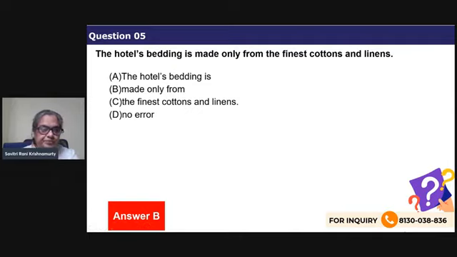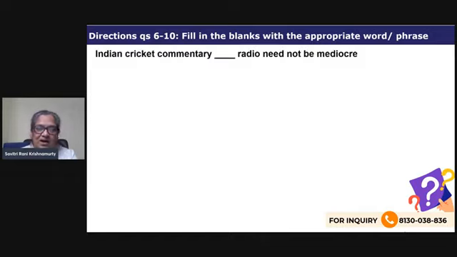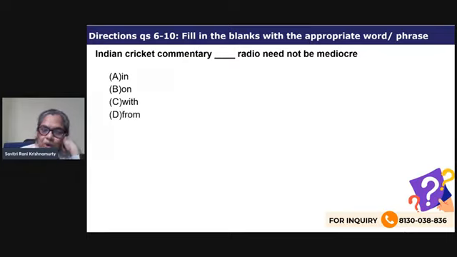Okay, next question. Prepositions, or any phrase. You can use a word or a phrase. Okay, I don't know what questions I have included here. Indian cricket commentary dash radio need not be mediocre. What is the preposition you need here? In, on, with, or from. What is the preposition used before radio? Indian cricket commentary dash radio need not be mediocre.